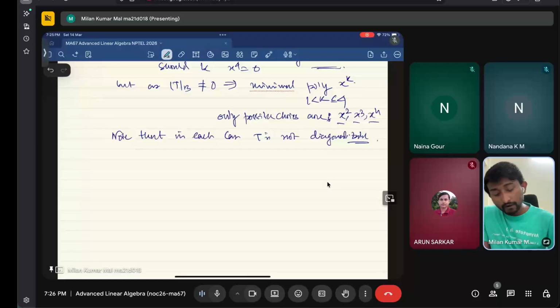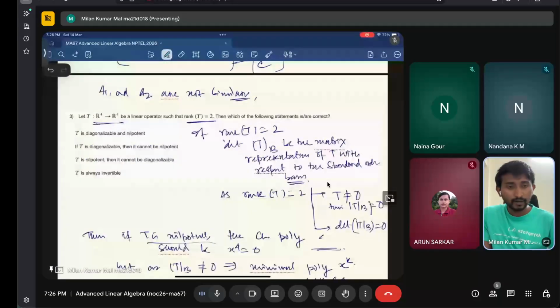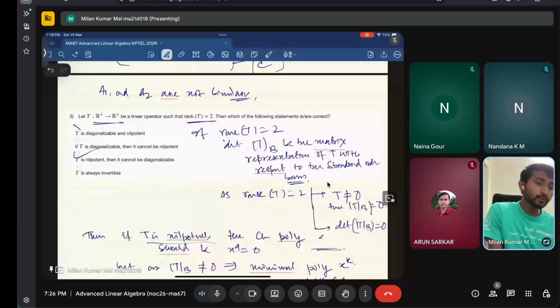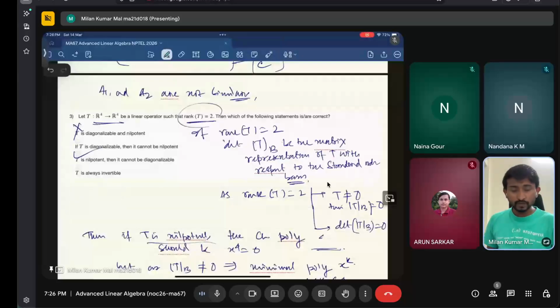Second fact is that T is diagonalizable and nilpotent, and that can't happen simultaneously. That means this option is also incorrect. Because if it is nilpotent, then x to the power 4 equals 0 is the annihilating polynomial, then the minimal polynomial has to be x. But this information says that the matrix is a non-zero matrix. What does the second information say? If T is diagonalizable, then it can't be nilpotent.